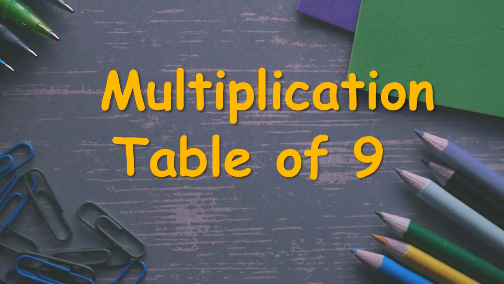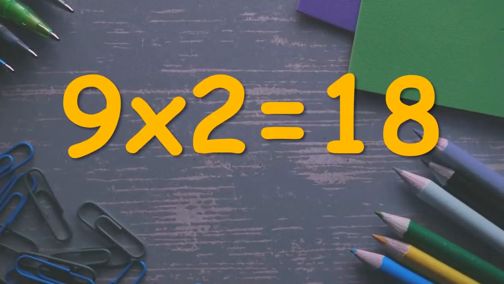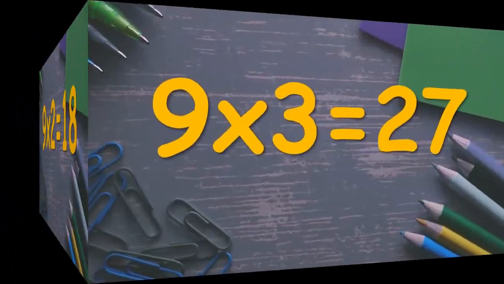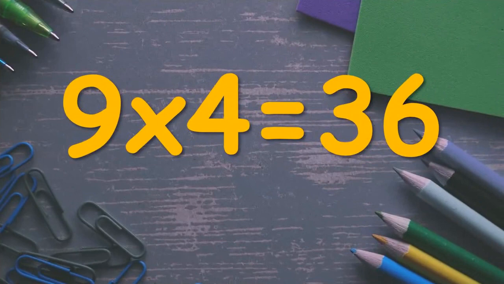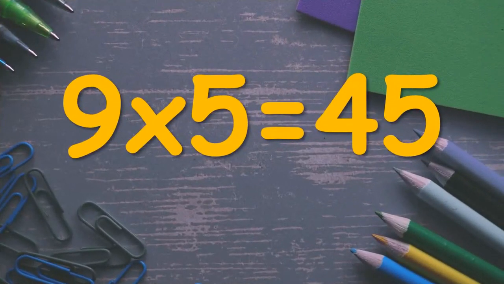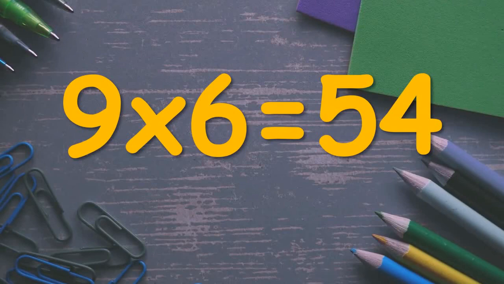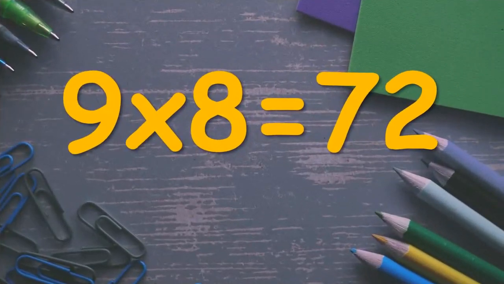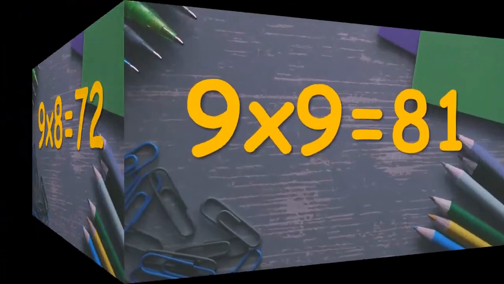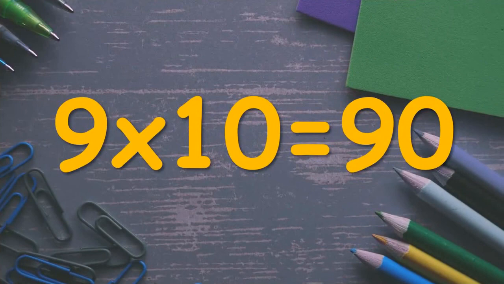Multiplication table of 9. 9 ones are 9, 9 twos are 18, 9 threes are 27, 9 fours are 36, 9 fives are 45, 9 sixes are 54, 9 sevens are 63, 9 eights are 72, 9 nines are 81, 9 tens are 90.